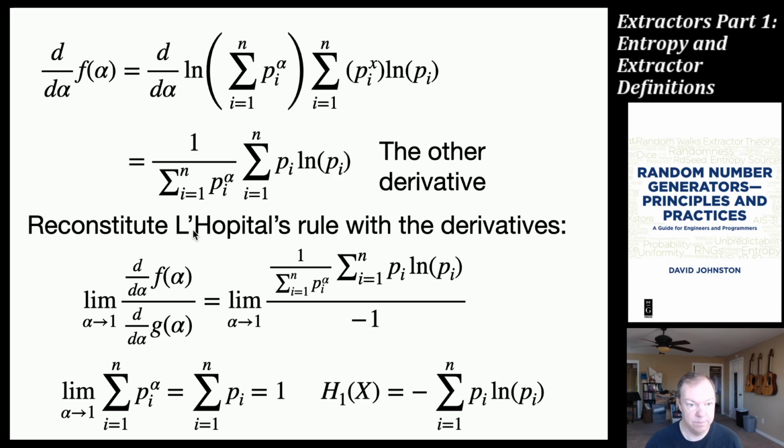So now we can put the differential of f of alpha on top, and the differential of g of alpha on the bottom, and we get this. We can observe that this term on the denominator of the numerator is just 1, because like we said before, the sum of all the probabilities is 1. And we've got this negative term, so the negative term goes on the front, and we've got the sum of p_i log p_i. And that is Shannon entropy. So that's how you derive that.